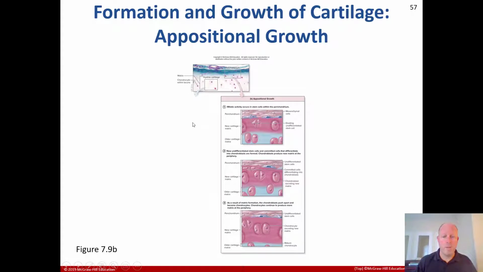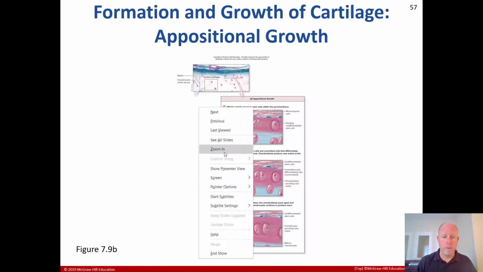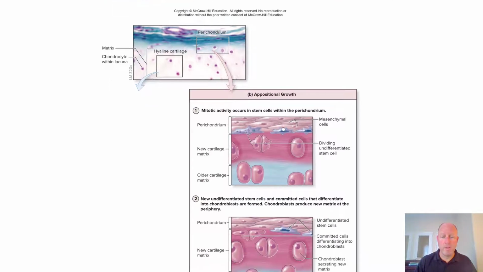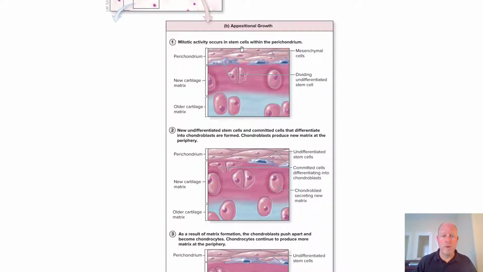And appositional growth, more in width. Now we're looking at the perichondrium here. Mitotic activity occurs in the stem cells within that perichondrium, right? We have the perichondrium layer here with the mesenchymal cells specifically, and these dividing undifferentiated stem cells, for example.